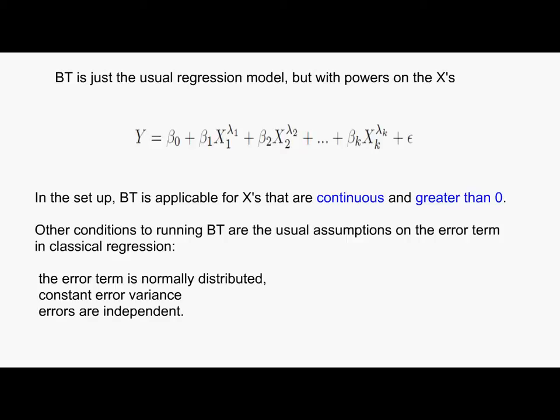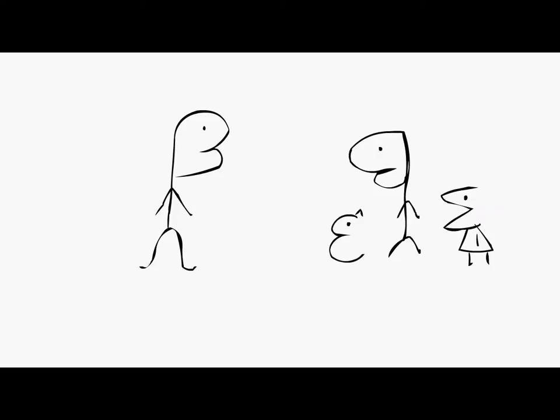Other conditions to running BT are the usual assumptions of classical regression, namely the error term is normally distributed and homogeneity, or approximately so. Errors are assumed to be independent. As in the Box-Cox transform, the powers denoted by lambda are unknown and are estimated along with the other parameters. The lambdas may be different for each x. If a power other than 1 is needed, it means the relationship between y and that x is non-linear, and we hope to straighten it out with the transform.